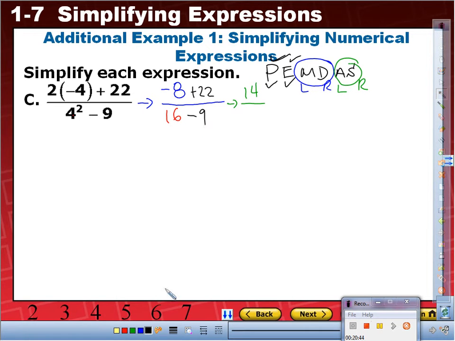There it is. Do I have multiplication and division? No, I skipped that one. I go to addition and subtraction in green, and I'm working from left to right. 16 minus 9, that's 7. So, what is our last step from our notes? Simplify. So what is 14 divided by 7? 2 over 1, which is 2.